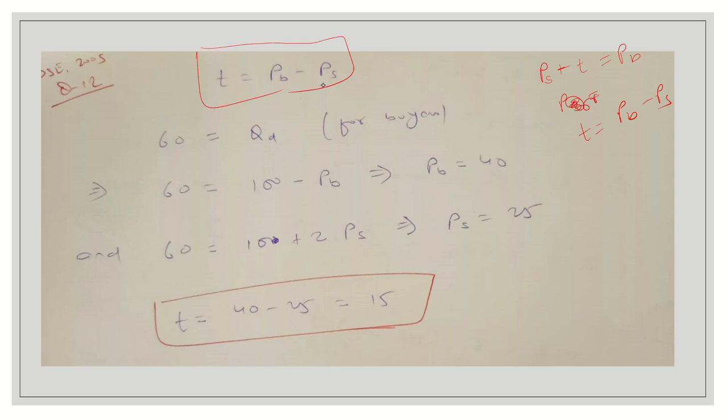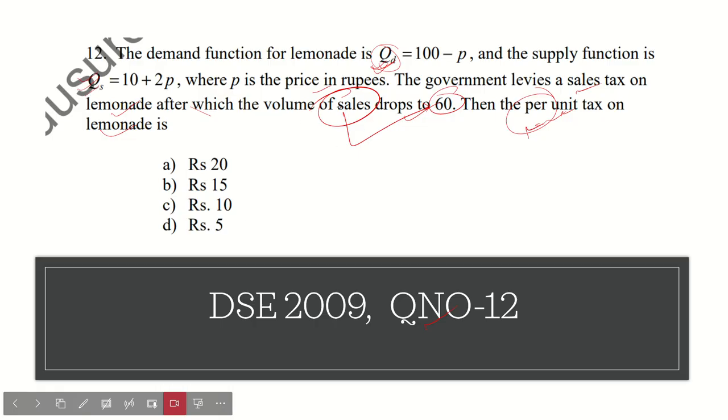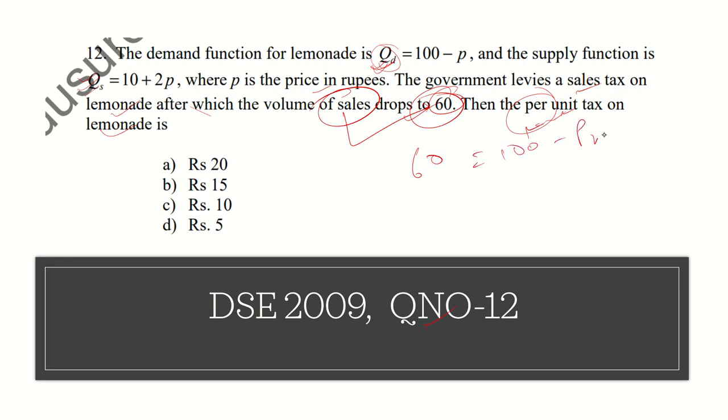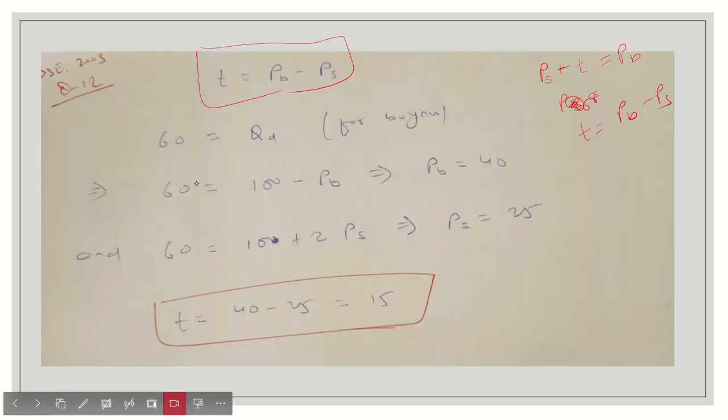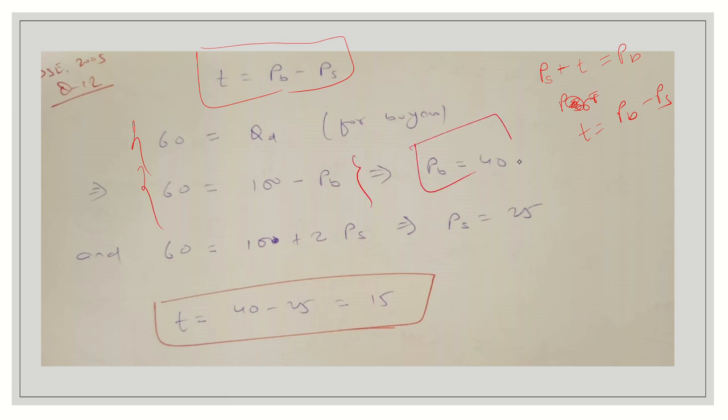After the tax, same thing as the previous example, the sales fall to 60, which means 60 is equal to 100 minus PB. Both are demand, so we can equate these two equations. And we get PB, the price for the buyers, is 40.